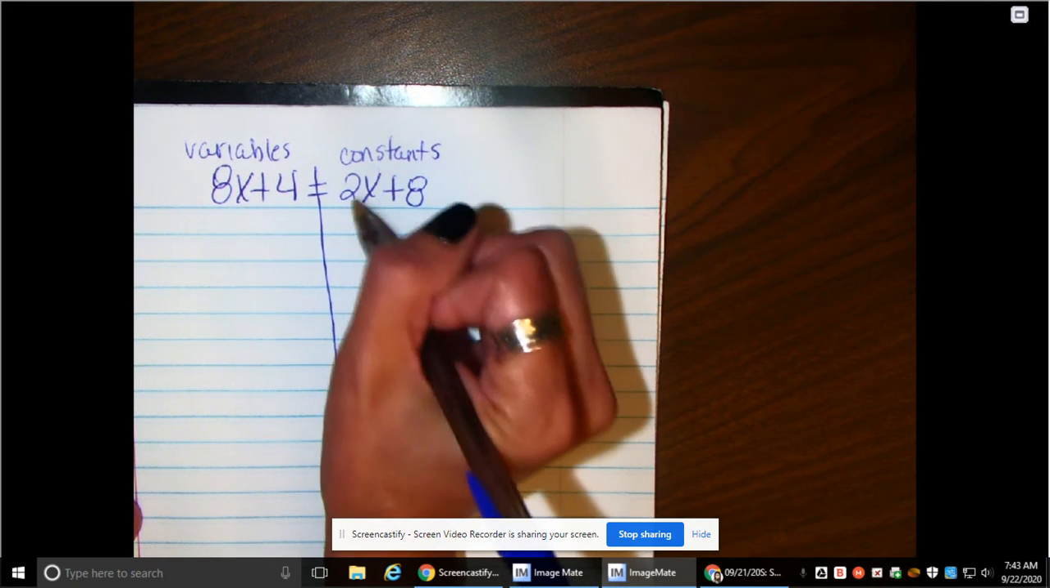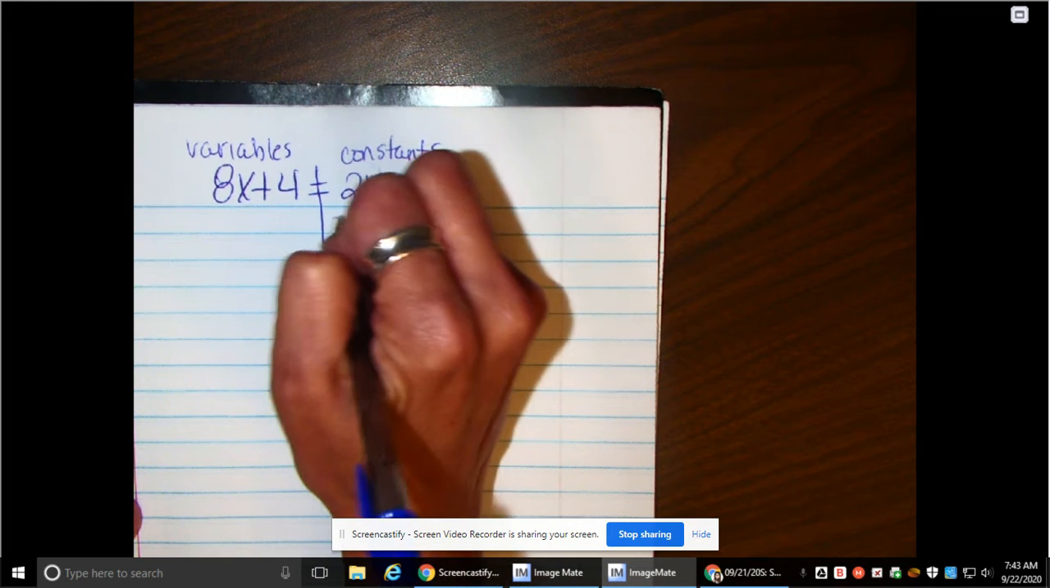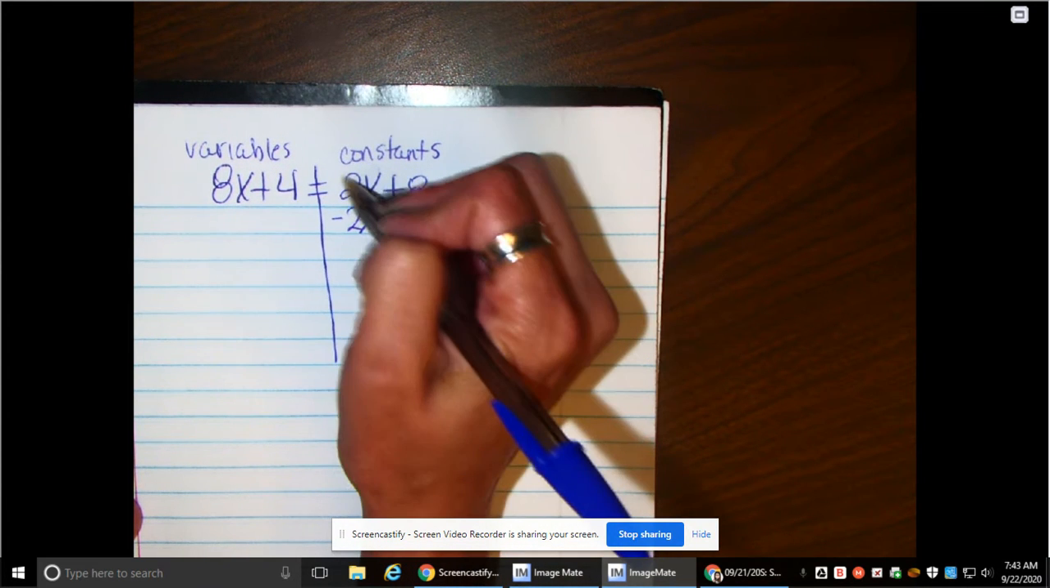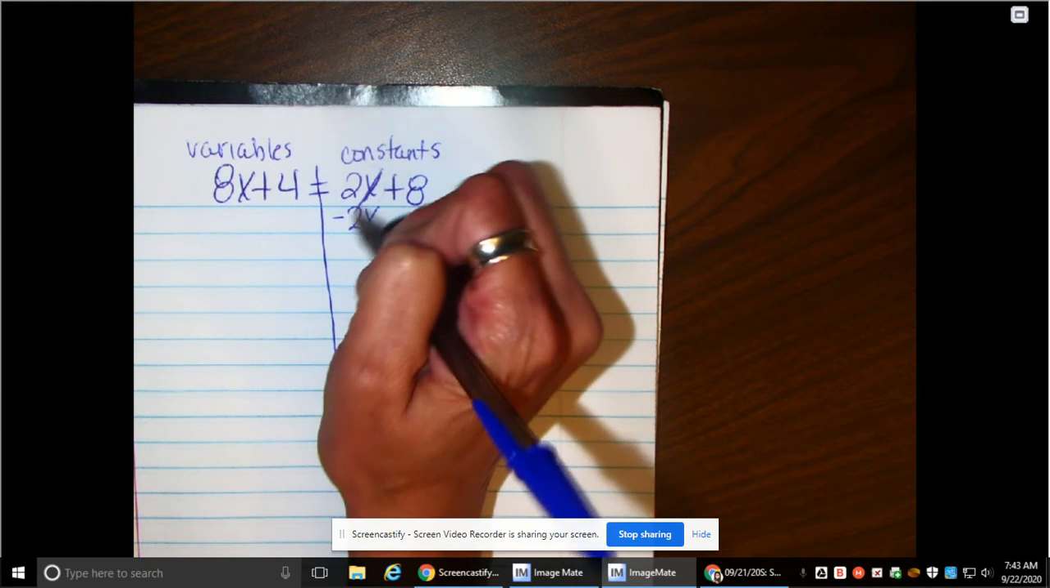The first thing that you want to do, you want 2x on the left side with variables. In order to move this, you are going to subtract 2x. Because it is a positive 2x, the opposite is a negative 2x. That will cancel out on the right side.